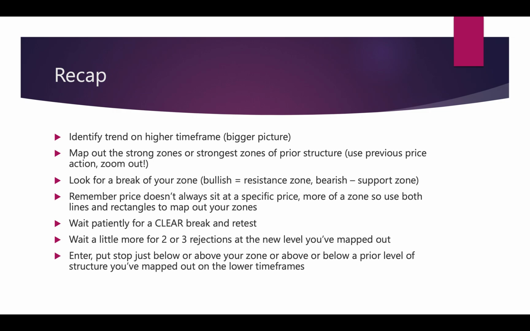So wait for 2 or 3 rejections at the new level of support or resistance you've mapped out. As I showed you, we had, I think it was 5 rejections of our new resistance level, and that was confluence for us to enter. So you want to put your stop just below or above your zone, or above or below a prior level of structure you've mapped out on the lower time frames. Now I've said above or below because it's exactly the same method for bullish or bearish markets.